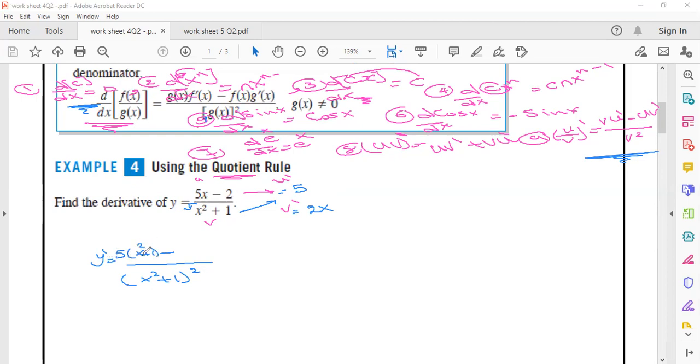That is the denominator multiplied by the derivative of the numerator. Minus. Here, please focus: the numerator multiplied by the derivative of the denominator. It will be 5x minus 2 multiplied by 2x.